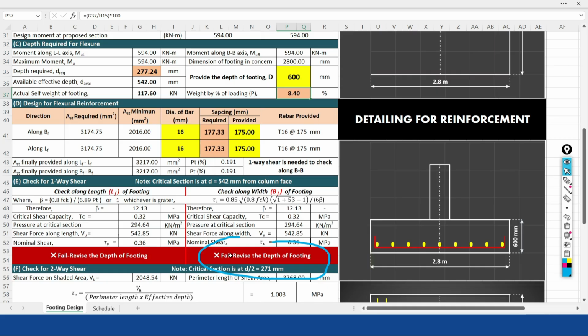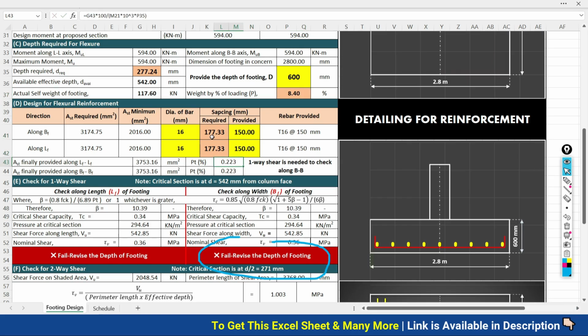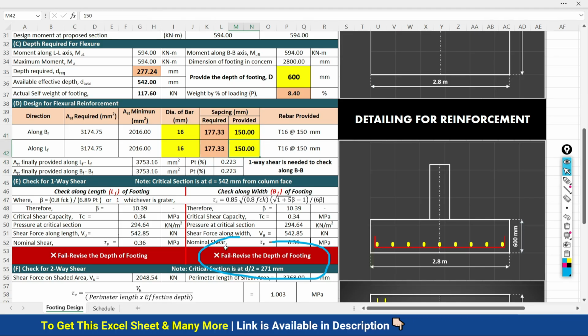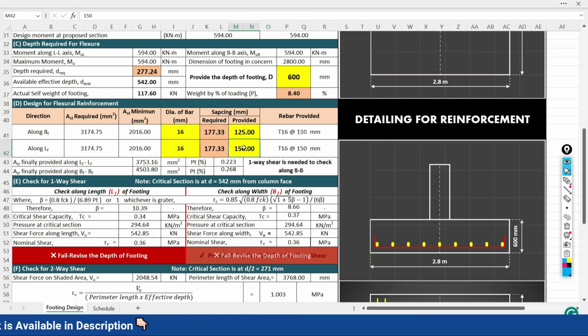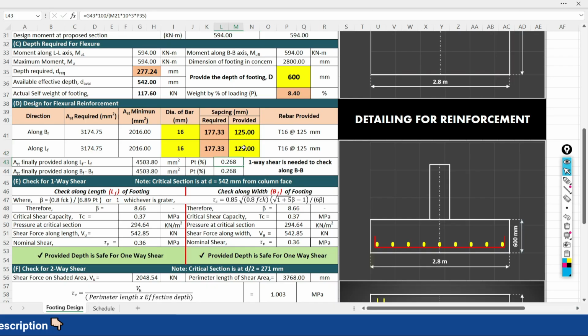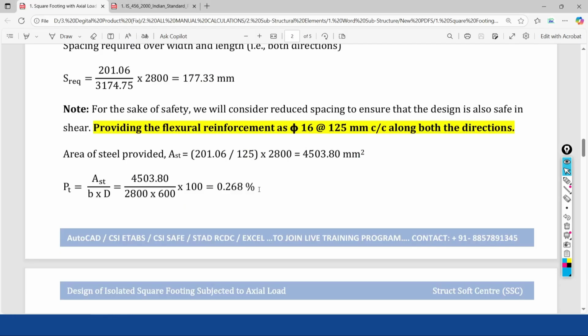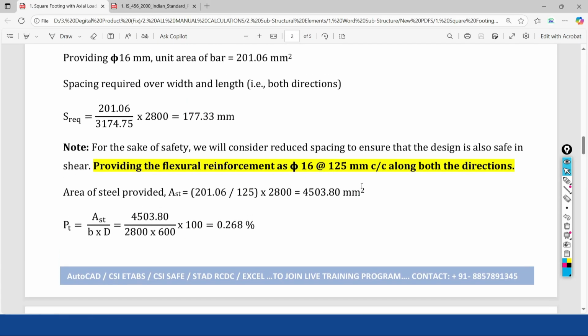So the other option is reducing the spacing, meaning increasing the reinforcement percentage. So I would like to try 150. You will say, sir, okay, do not provide 175, provide 150. But even with 150, the one way shear check is not passing in both directions. So the only option is to provide 125, 125, and that's why in my manual calculation I directly took 125 mm center to center spacing.